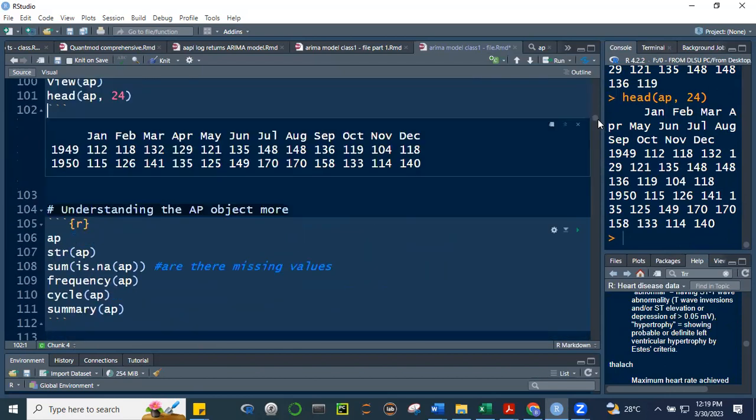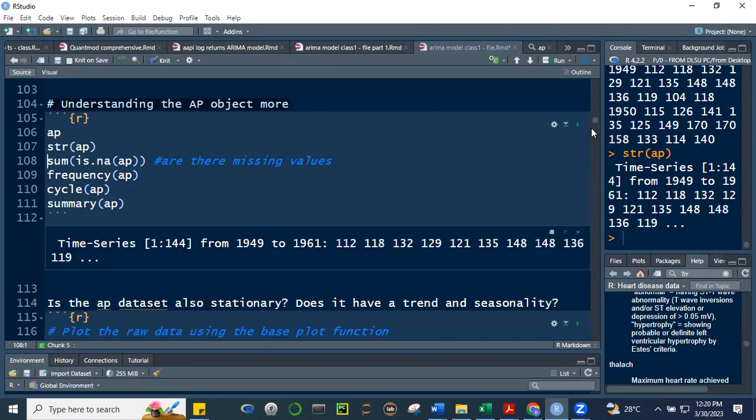All right, so let's... I didn't give you the code class because you were supposed to write it. So kunin natin yung structure ng AP. Okay. Let's take a look at the structure. Our data AP, it's a time series from 144 observations from 1949 up to I think this should be 1960. Kasi 12 years, so 1949 dapat up to 1960, no?